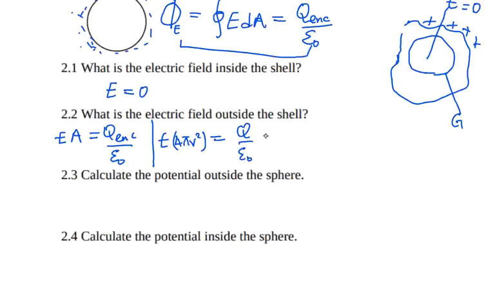With this, we can make the electric field the subject of the formula, and we have that the electric field will be 1 over 4 pi epsilon naught times Q divided by R squared. So this is the electric field outside this.